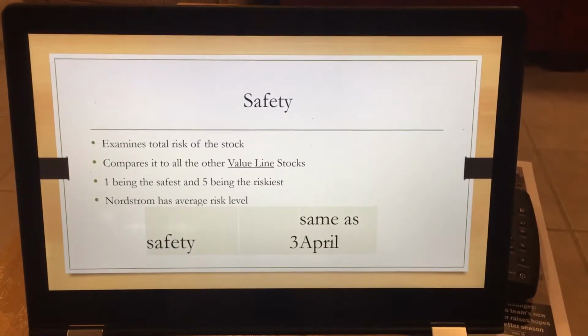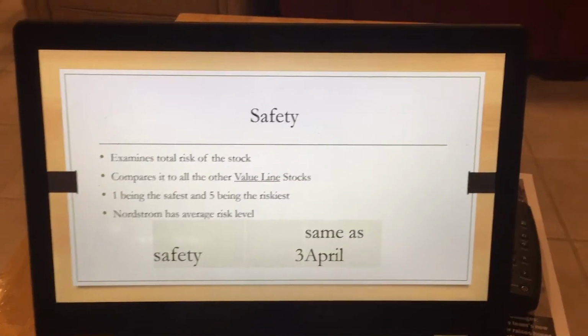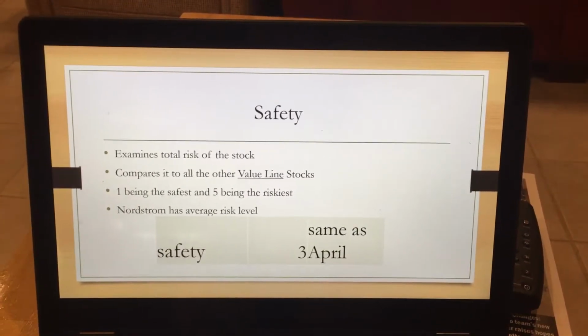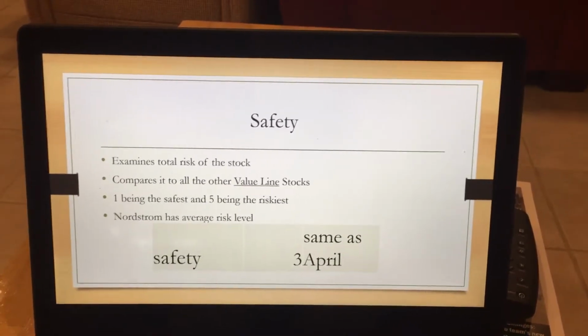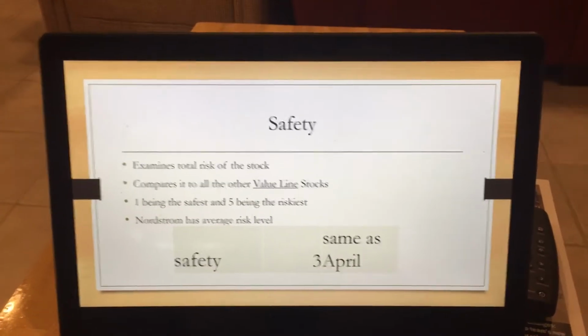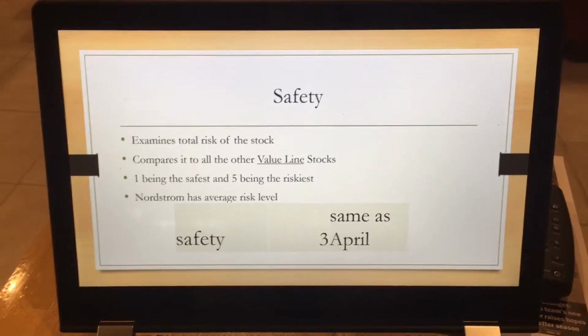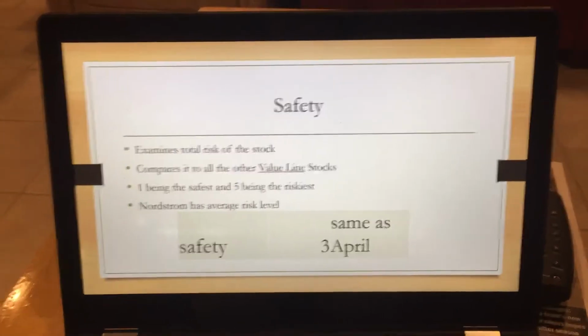The safety number estimates the total risk of the stock, and it also compares it to other Value Line stocks, with 1 being the safest and 5 being the most risky. So Nordstrom is actually ranked at 3, and I've kept it the same just because, again, there has not been too much change with Nordstrom. So it's just an average risk.